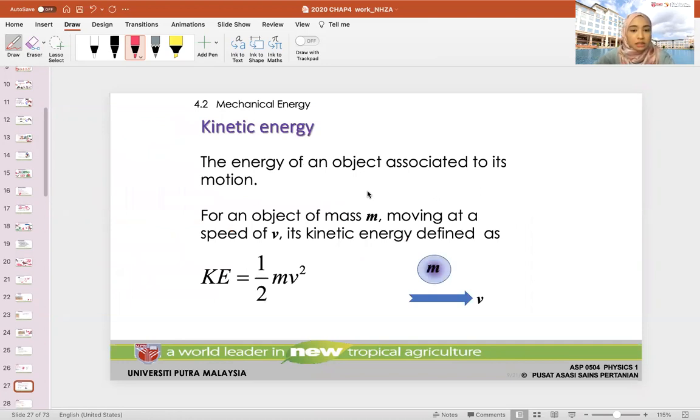So kinetic energy is the energy of an object associated to its motion. So when we have movement, when we have pergerakan, you would have kinetic energy. The object would have kinetic energy. So I can say that this ball of mass m that is moving with velocity v will have a kinetic energy of 1/2 mv squared. So this is the equation if you want to know the kinetic energy of this ball.